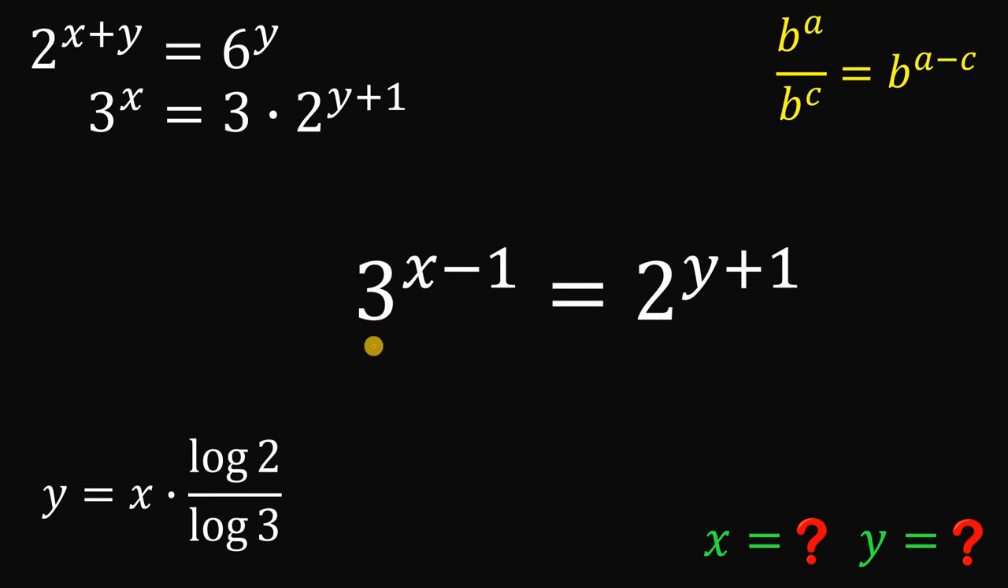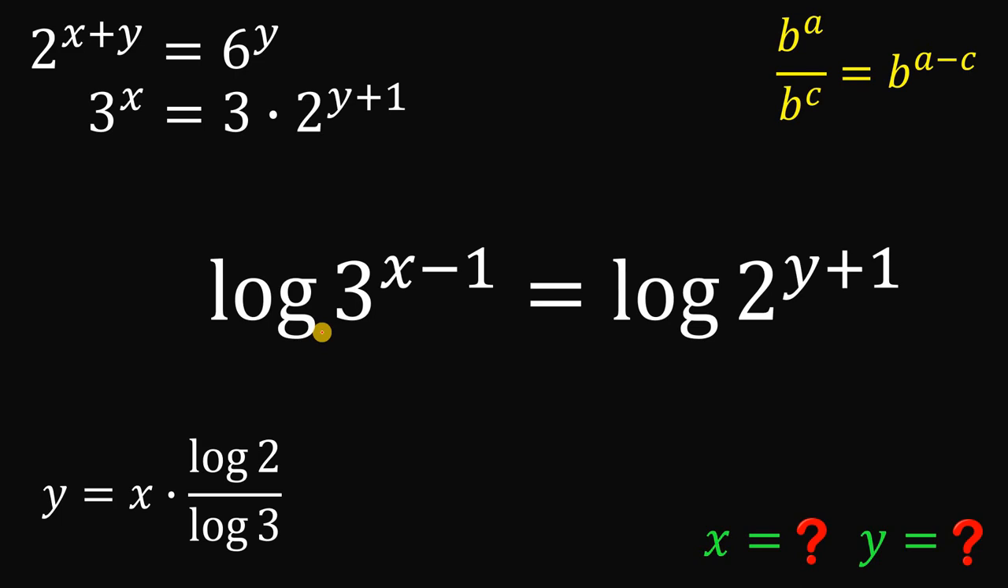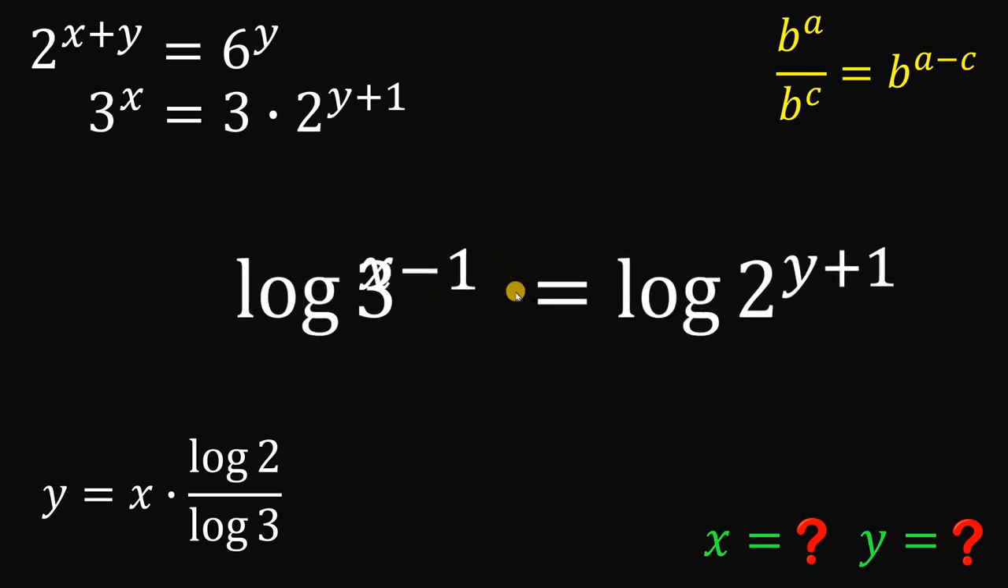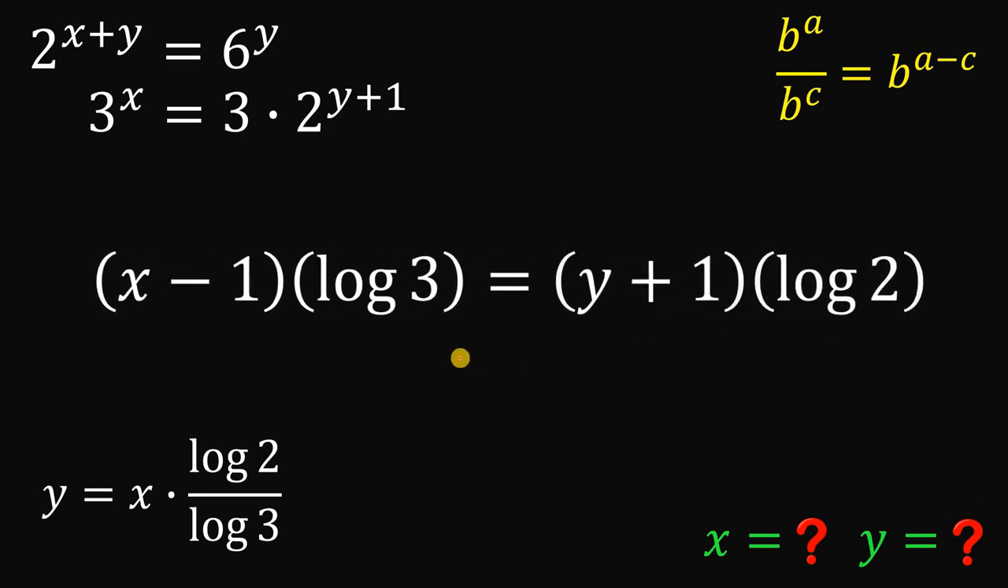Now, let's continue. Let's take again the logarithm of both sides, again, in base 10. And using again some properties of logarithm, we can put this exponent in the front, like this. We can do that also on the right-hand side of our equation. Next, what we're going to do here is to divide both sides by logarithm of 3.